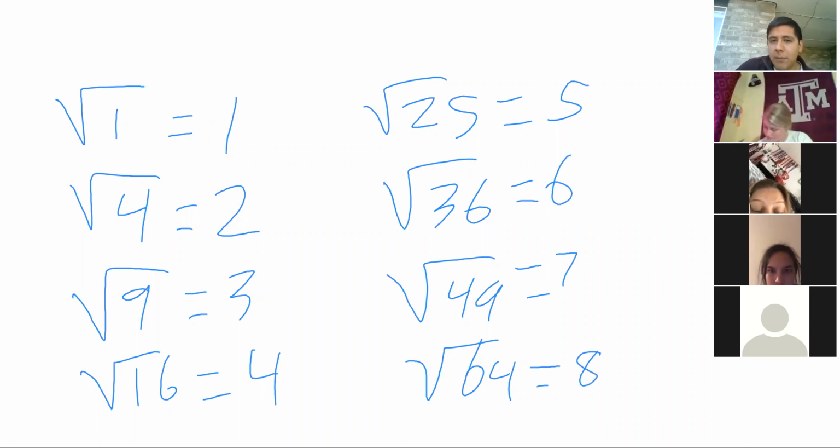We need to make sure that we keep those in mind, right? And the opposite way, right? If we do 1 squared, then that gives us 1. 2 squared is 4. 3 squared is 9. 4 squared is 16, and so on, right?